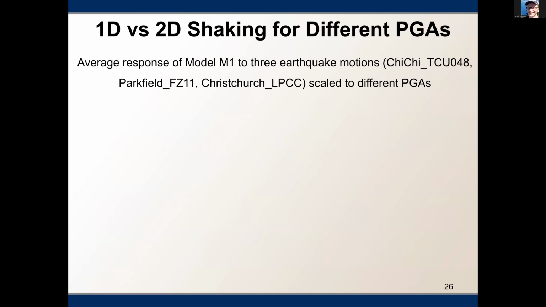So first, I will present the results of 1D versus 2D shaping at different PGAs. For this, I averaged the response of the first model, model M1, to 3 earthquakes. This is Chichi, Parkfield, and Christchurch, which were scaled to different PGAs, just to see the effect of PGA.